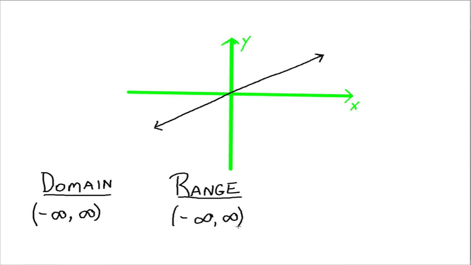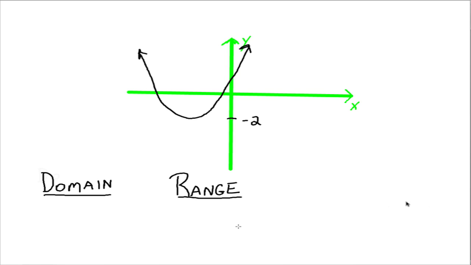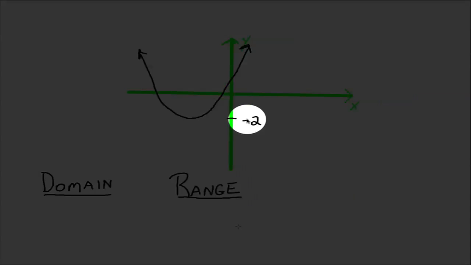Alright, let's look at another one. Let's look at a parabola. Alright, so back to the definition. Is this a function? Well, if you take one x value, how many y values correspond to this one x value that will give you a point on your graph? Well, only one, this one right here. It'll give you that little spot right there on your graph.